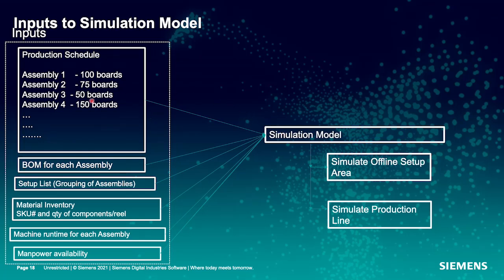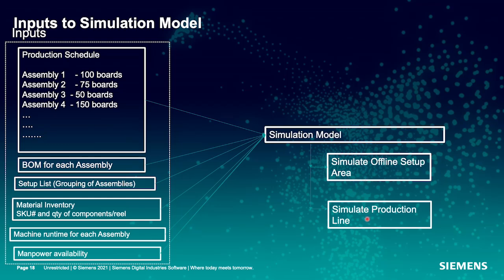Our first input is production schedule, a bill of material for each assembly, setup list or grouping of assemblies if you're grouping assemblies, material inventory, machine runtime for each assembly, and lastly, the manpower or resource availability. We have the ability to pull in all this information once you have specified a production schedule by connecting to various systems. Once we have the required inputs, the model estimates the setup time for a given job.